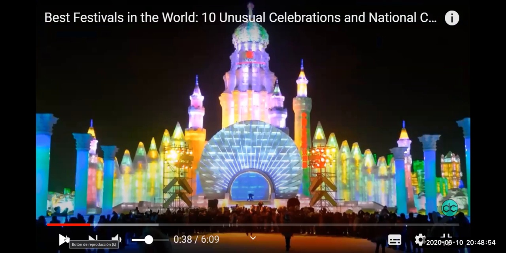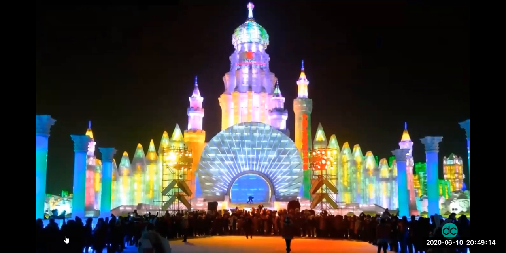So everything that you see in this festival is made out of ice. So it's a festival, it's an ice festival. So they come up with ice sculptures and they light them up like the one we're looking at right now. Beautiful, right?